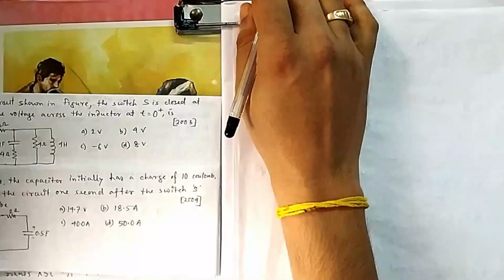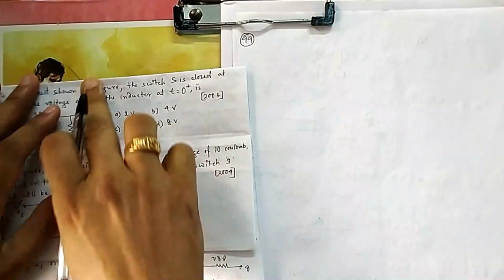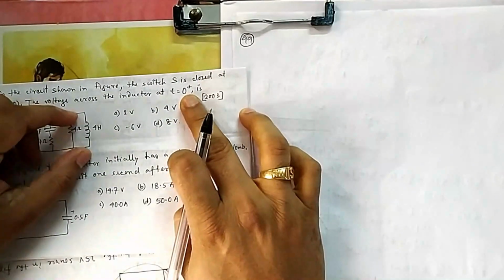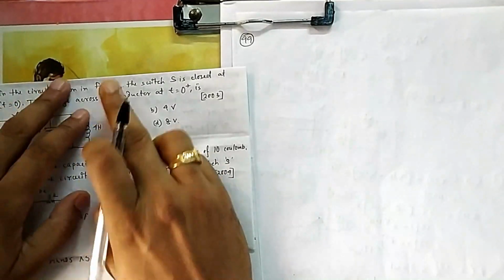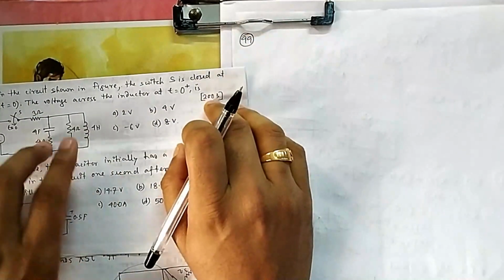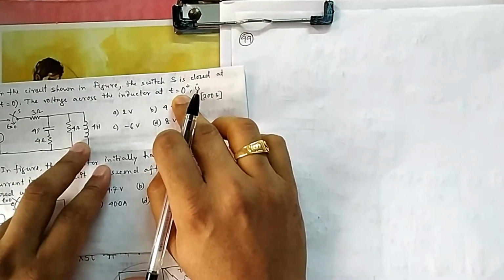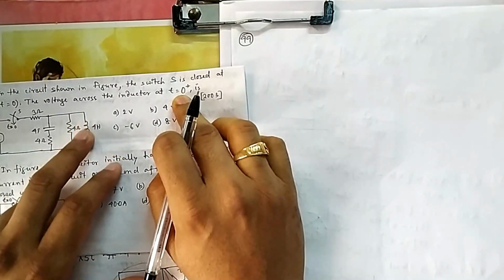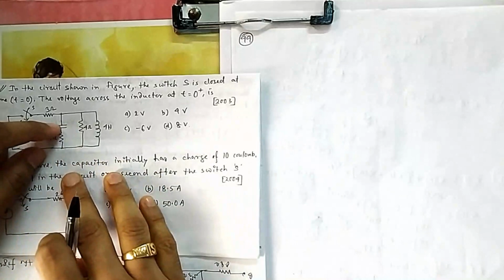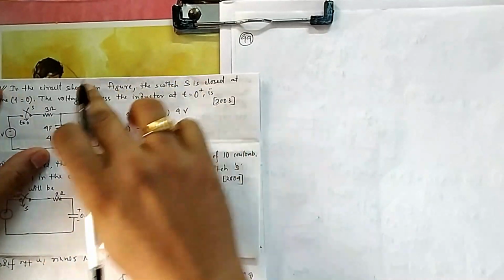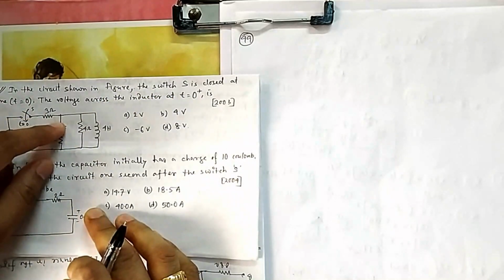So in question 99, they have asked, in the circuit shown in figure, the switch S is closed at t equal to 0. The voltage across the inductor at t equal to 0 plus, this voltage you want to find. So again it is a second order circuit. For second order you don't use that mantra because L and C are there. So you think, at t equal to 0 plus, what will be the situation? At 0 plus means just switched on. So capacitor is shorted, inductor is opened, and if they don't give initial conditions, then don't consider initial condition.